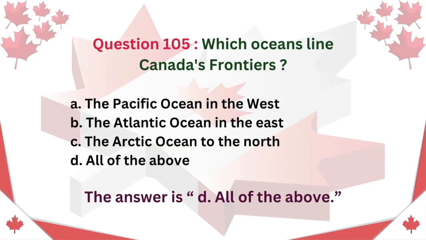Question 105. Which oceans line Canada's frontiers? A. The Pacific Ocean in the west. B. The Atlantic Ocean in the east. C. The Arctic Ocean to the north. D. All of the above. The answer is D. All of the above.